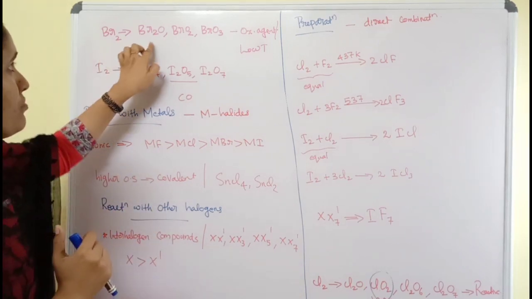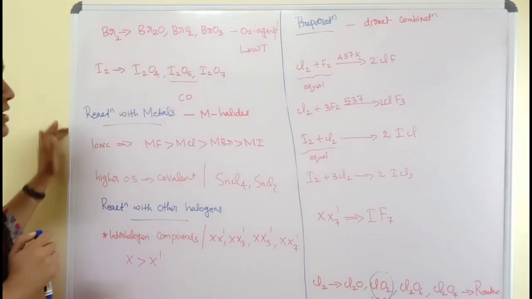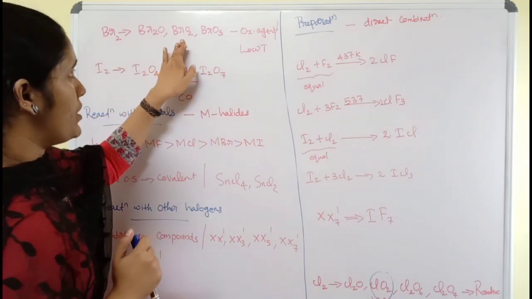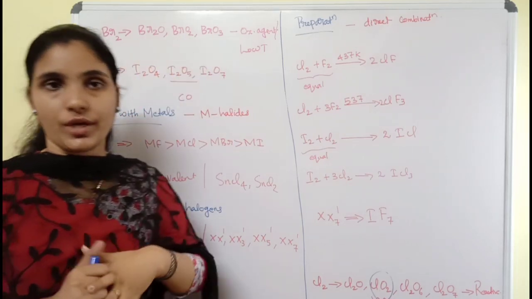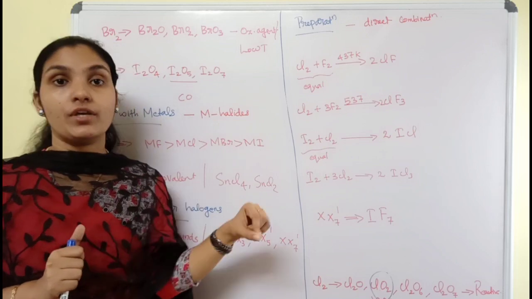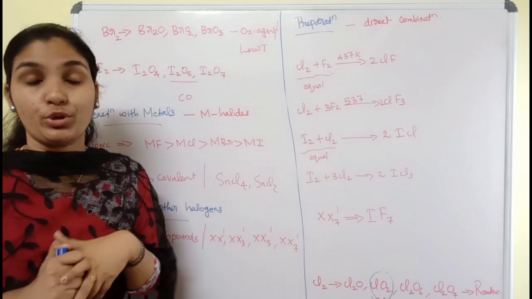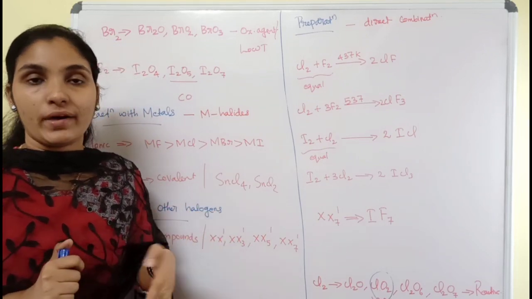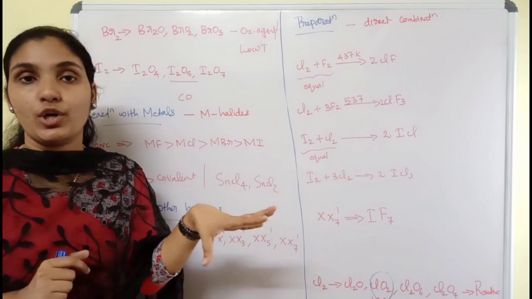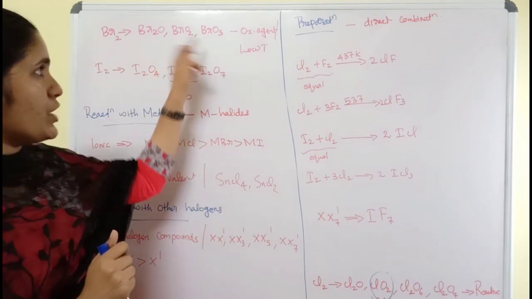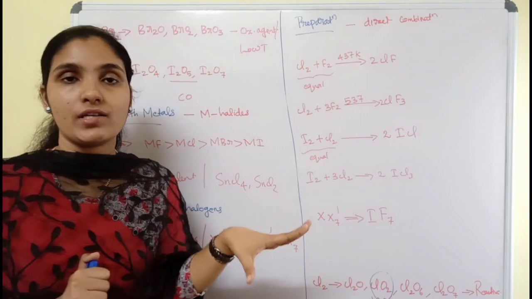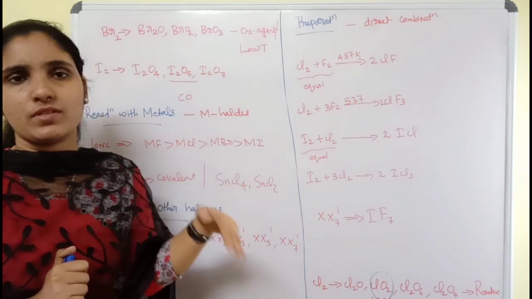So bromine will form mainly these three types of oxides: Br2O, then BrO2 and BrO3. The speciality of these three oxides is that they act as good oxidizing agents, but they will exist only at low temperature. Just to go through the names, that's enough.